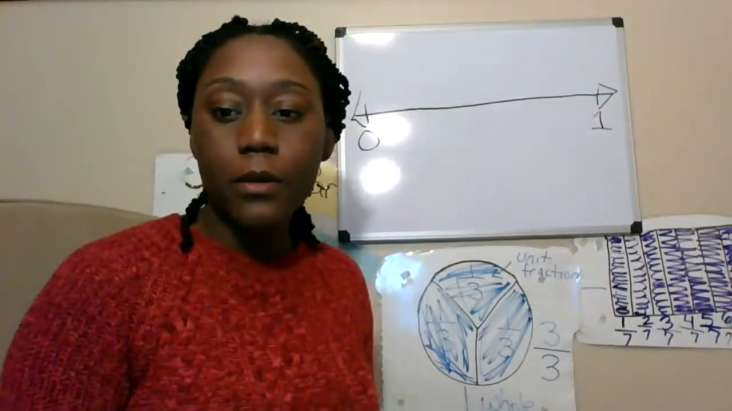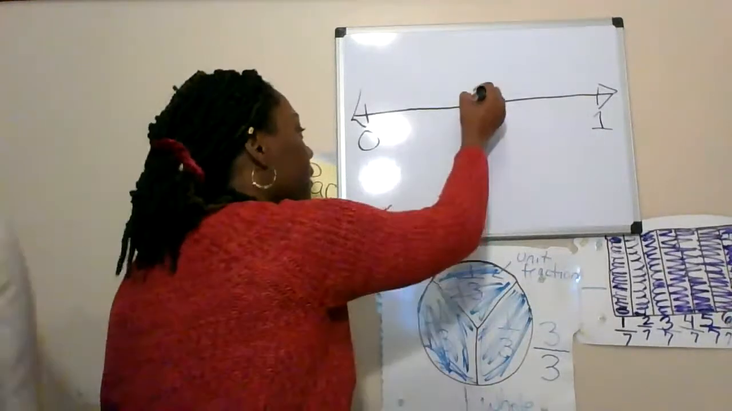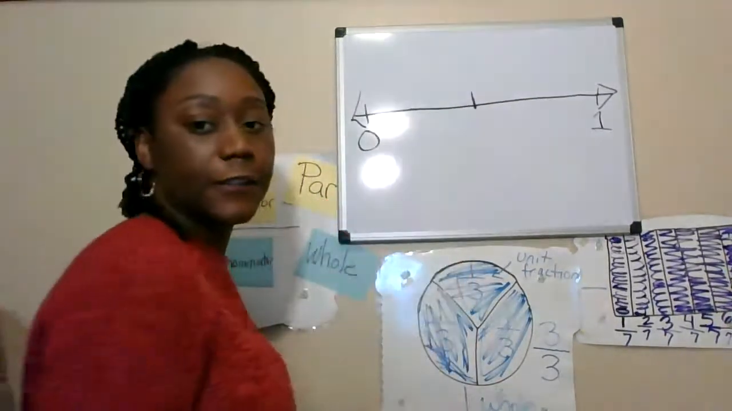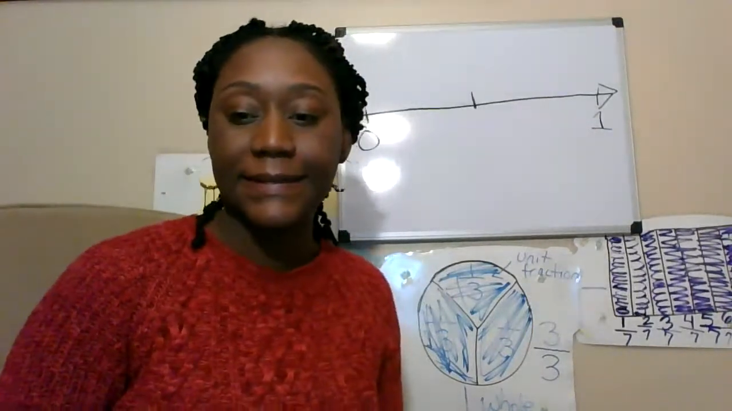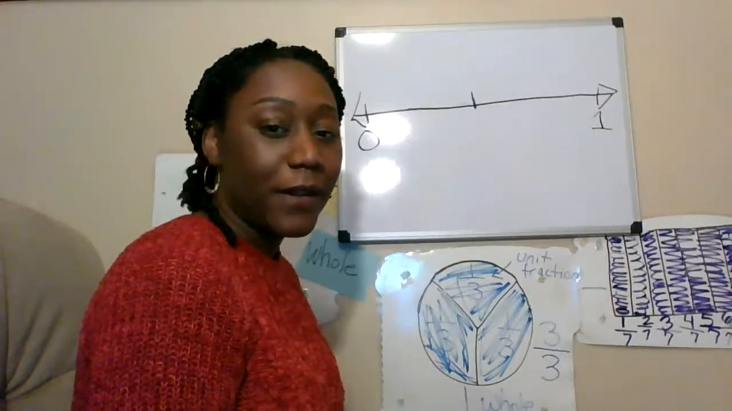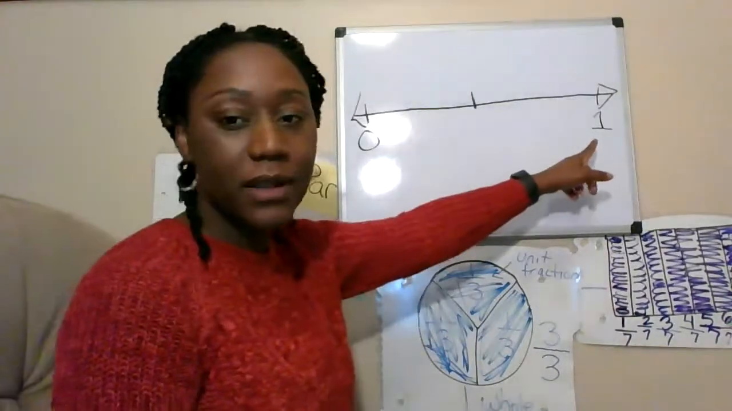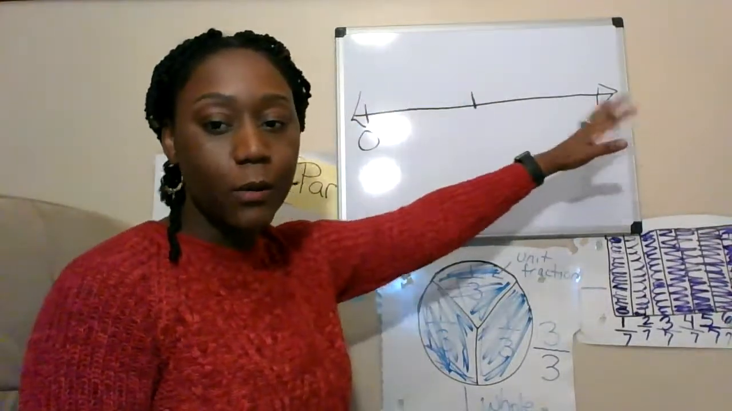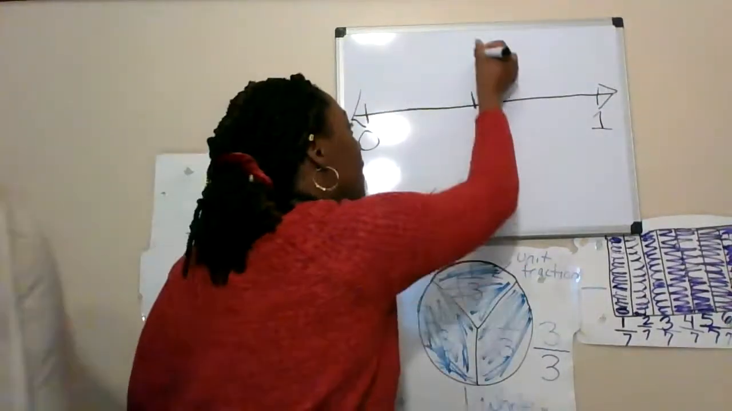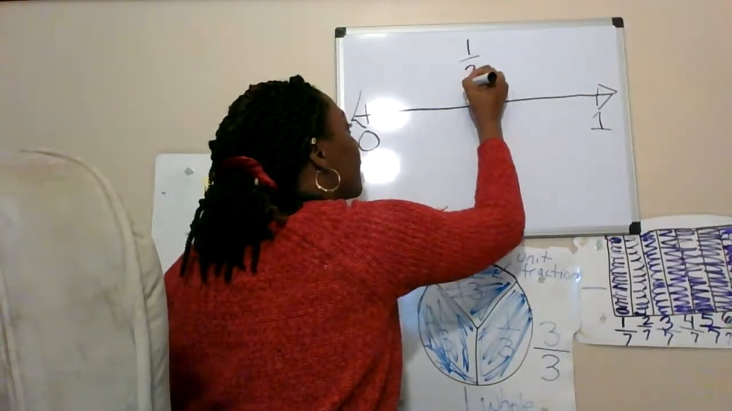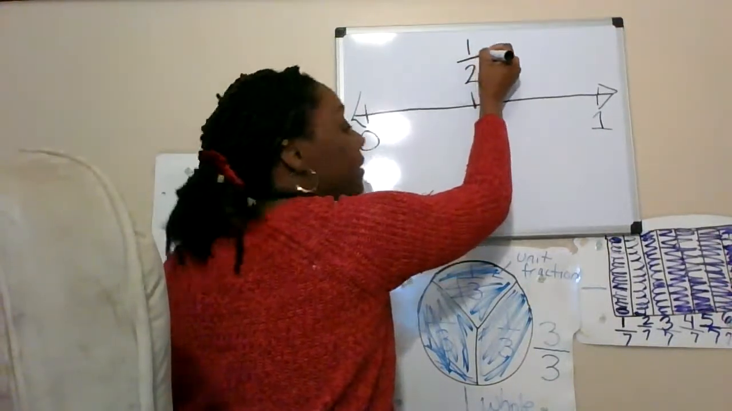Now, do we remember what would go in the middle here? What fraction will I put here in the middle? All right, we know it goes from 0 to 1. Right in the middle of 0 and 1, what fraction? Good, 1/2. Halfway, halfway.